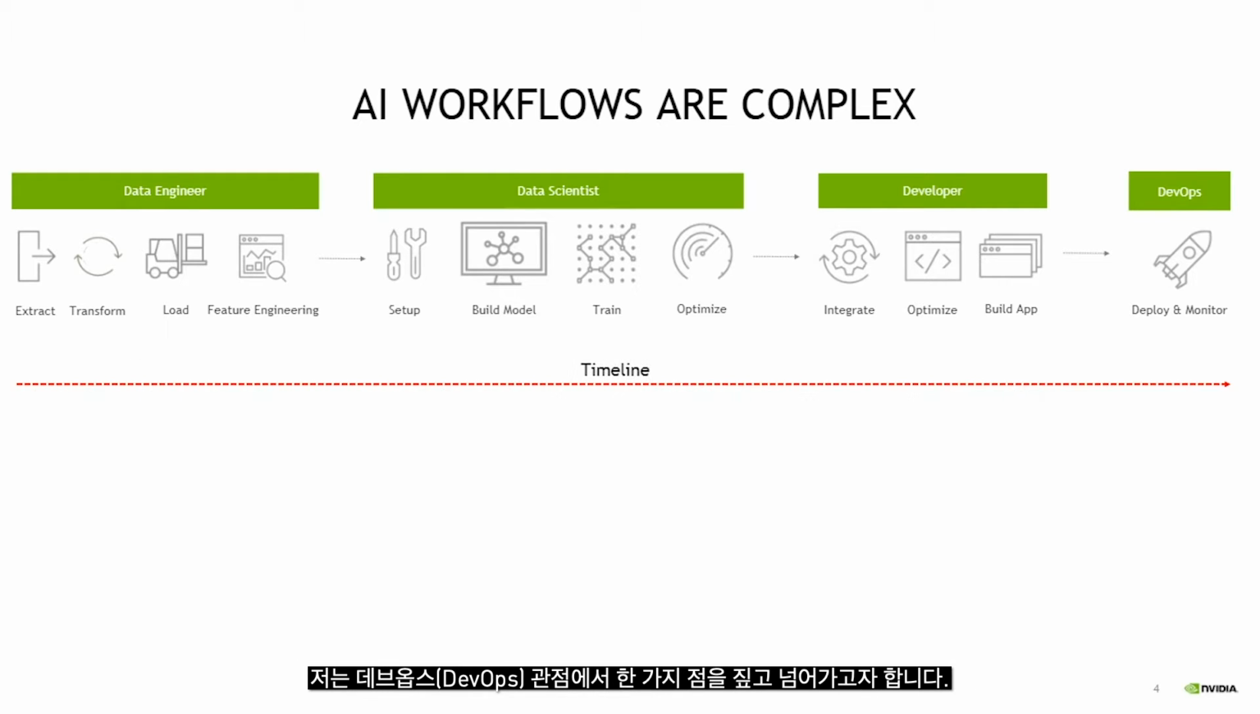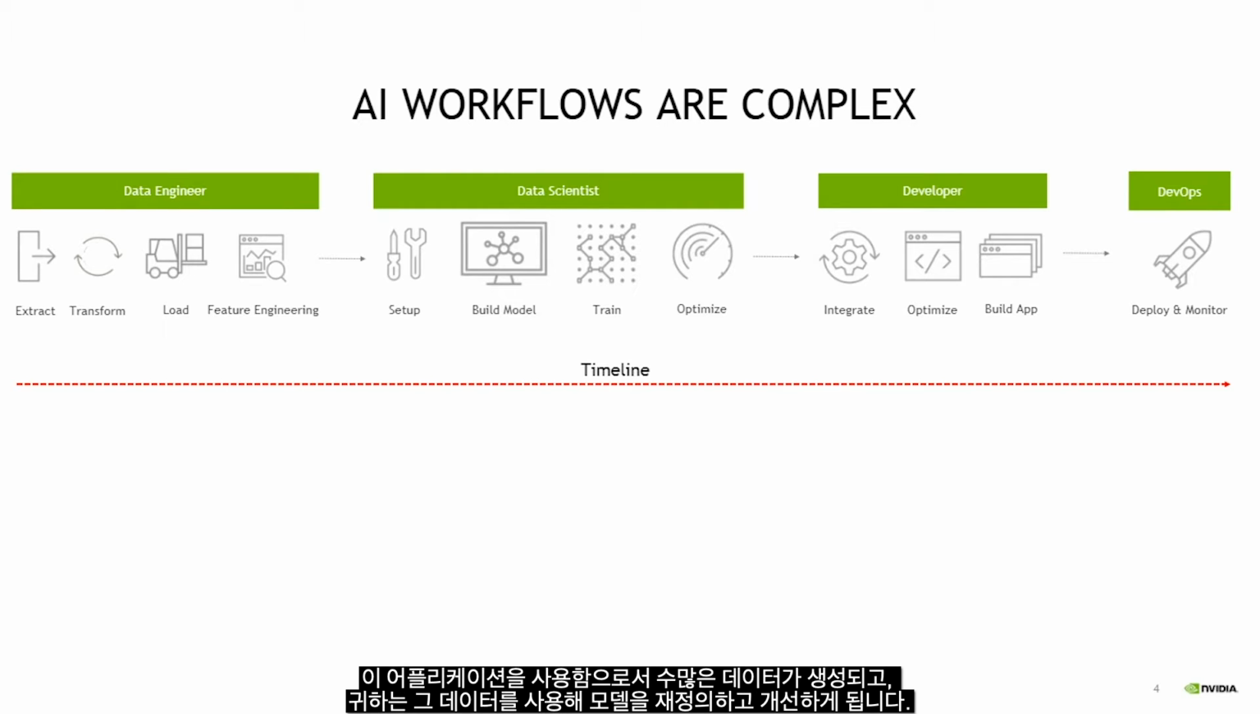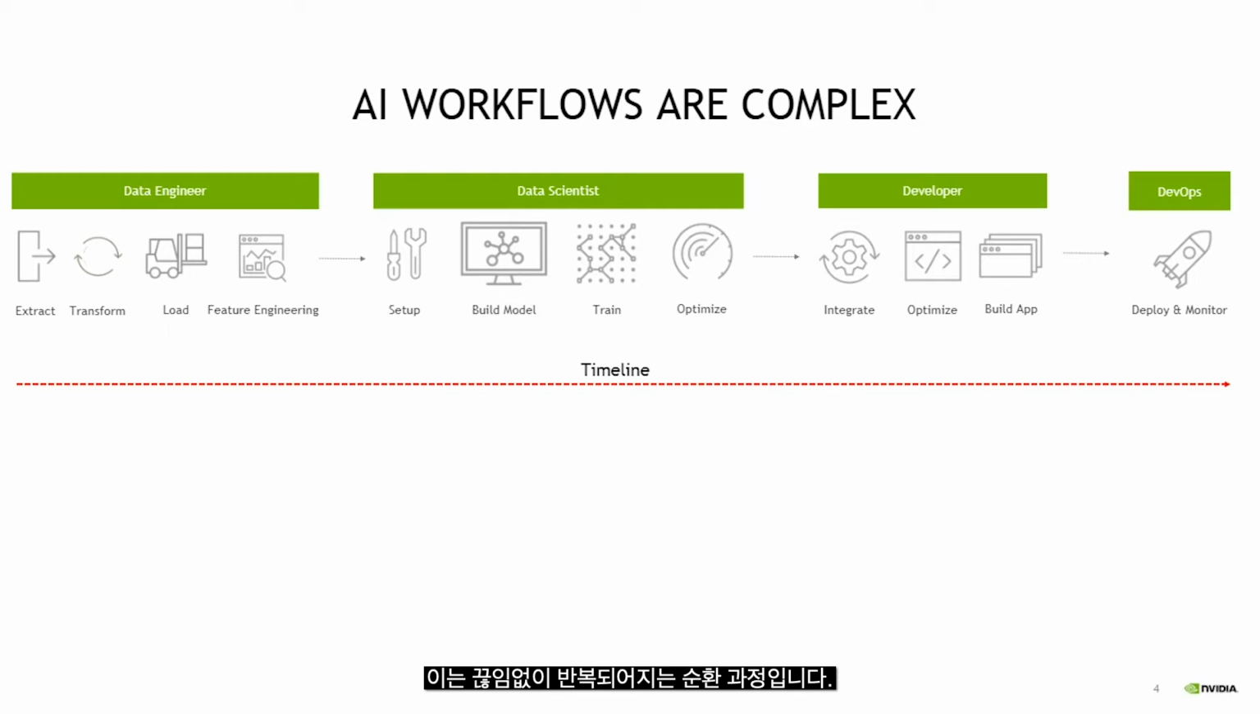And a point that I like to make here is from a DevOps perspective, if you deploy that application, then you need to constantly monitor it and constantly update it. The reason for that is, let's say you put out this awesome app and then all these different users come to your platform to use that app. Well, what are they going to do? They're going to use it. They're going to generate tons of data, and that data needs to go back for you to then refine that model. So it's a cyclical process. It never ends. You're always updating, always refining. And again, it goes back to all these different people needing the right tools to accomplish their goal.